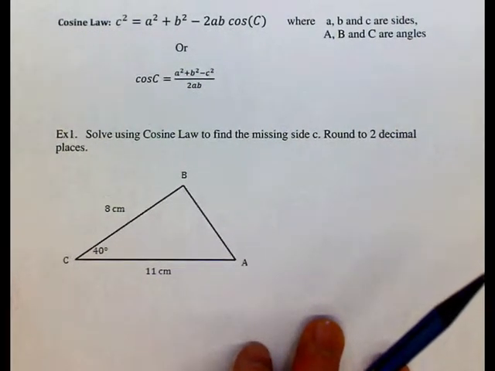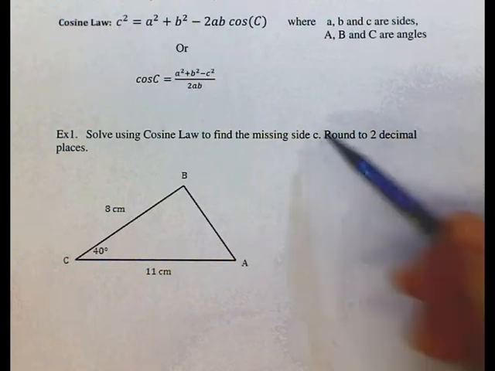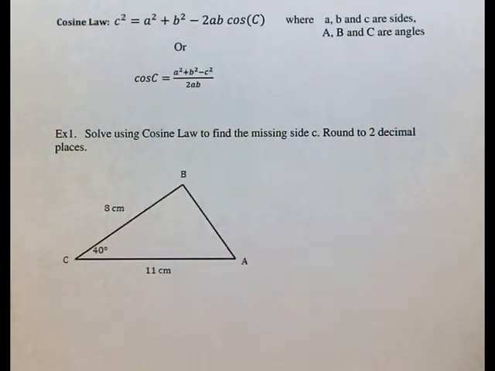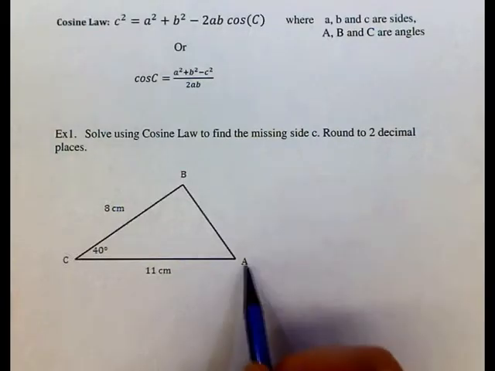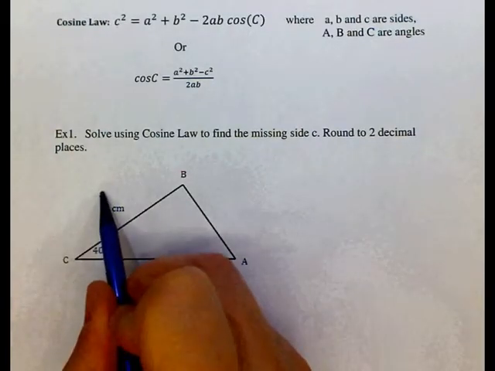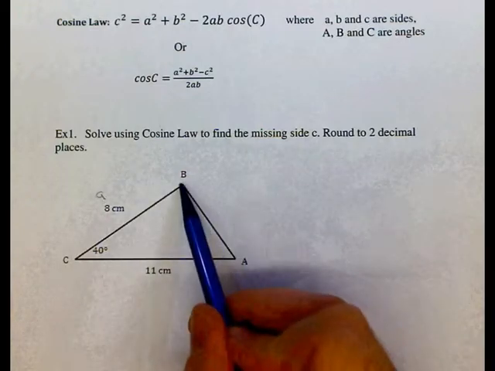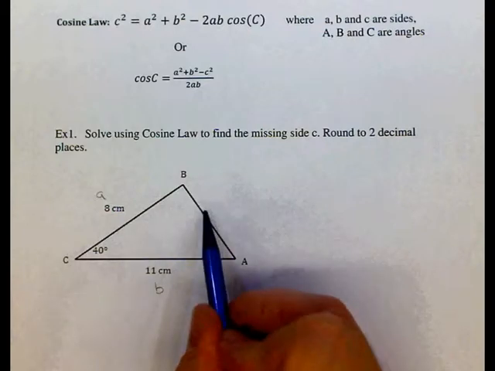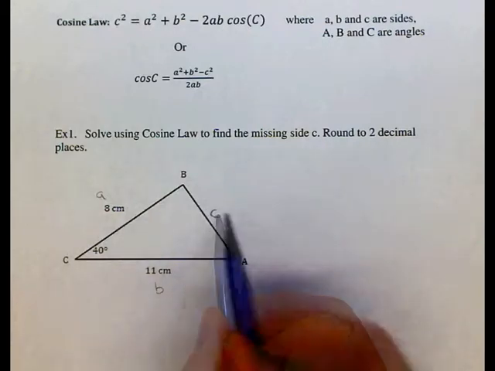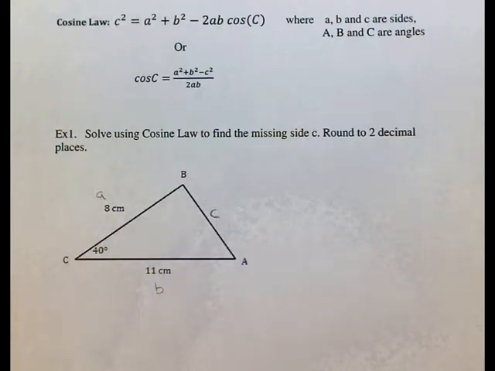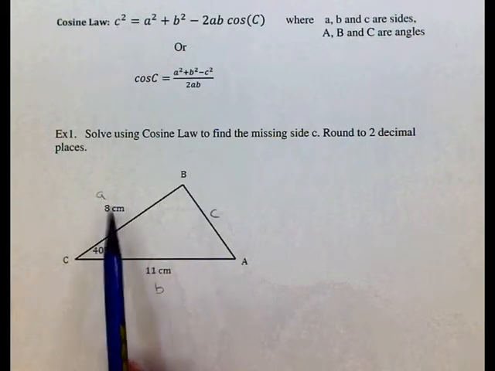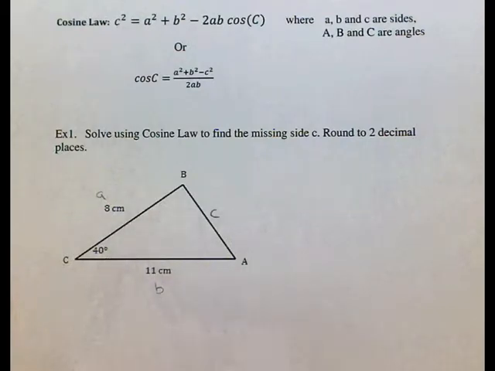Use the cosine law to find missing side c. Round to 2 decimal places. So the first thing I'm going to do is label my triangle. This is angle A, this is little a. This is angle B, this is little b. This is angle C, this is little c. Now we said the cosine law is useful for finding the third side when we know two of them and an angle in between. We do in this case.